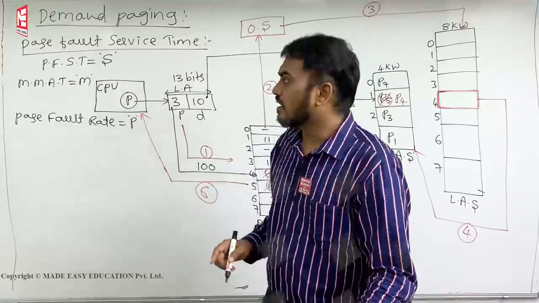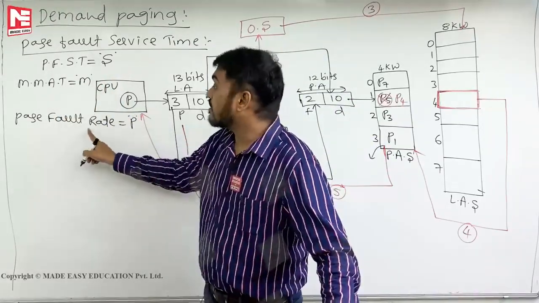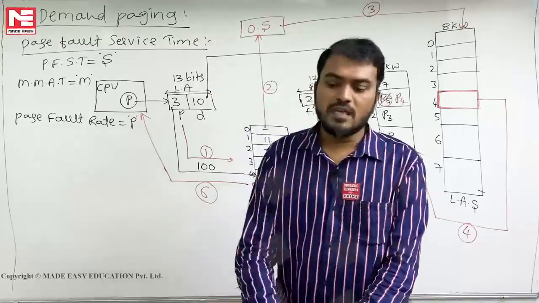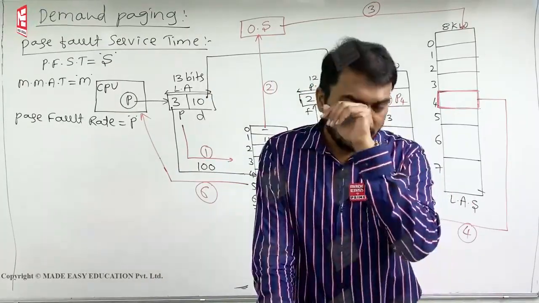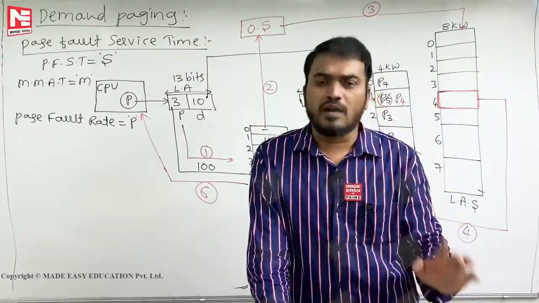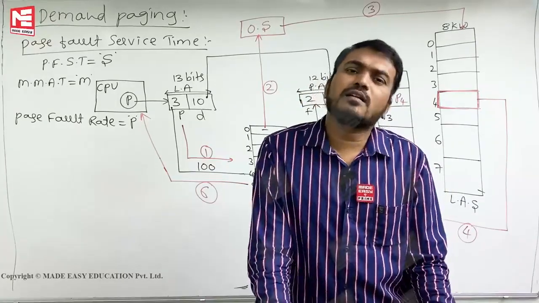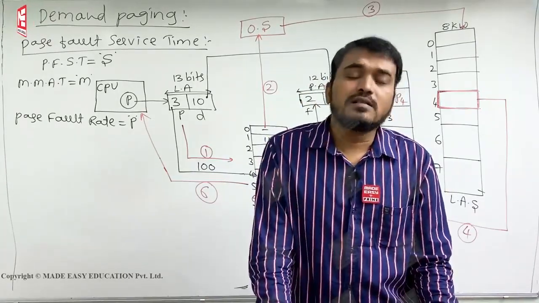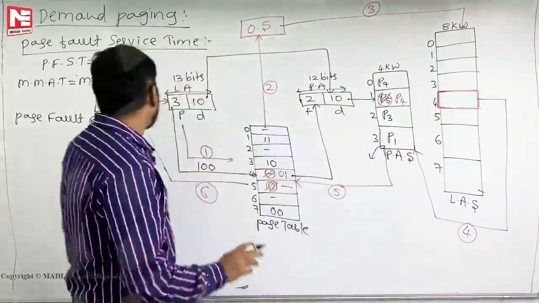I am repeating the answer clearly. Page fault service time S. Main memory access time M. Page fault rate, that is P. Is that clear? So what does page fault rate mean? Let's say a process is referring to 10 pages, and out of these around 3 were page faults. 10 pages were referred, and 3 page faults occurred, so what is the page fault rate? 3/10. Very good, 3/10. That is the page fault rate P.